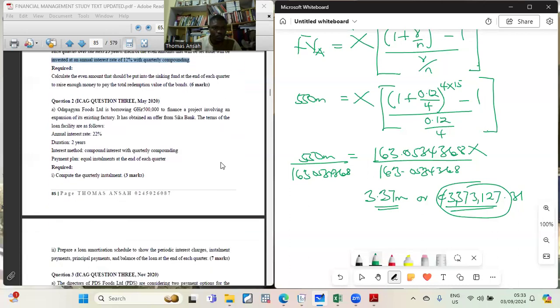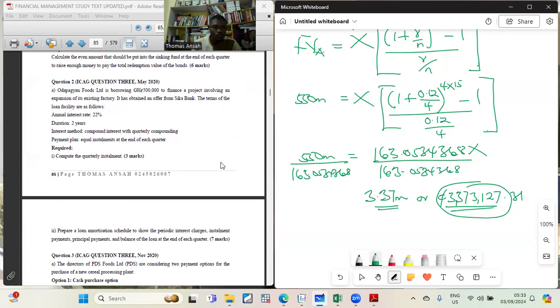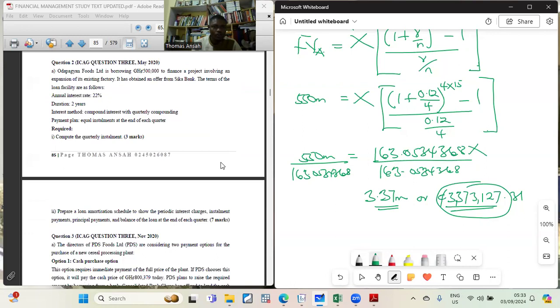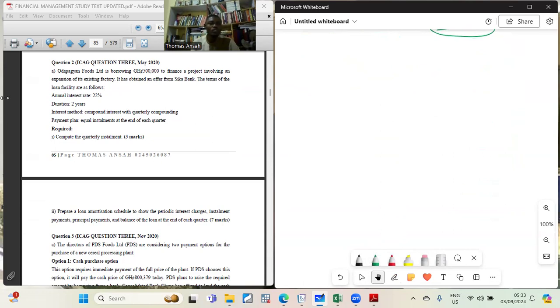All right. So let's go to question 2. Question 2. It is always a 10 marker thing, so take note of that. So in question 2, it says that Odapejan Foods is borrowing. What does it mean? Is borrowing. That is present tense. It's borrowing 500,000 to finance a project involving an expansion of its existing factory. It has obtained an offer from Sika Bank. The terms of the loan facility are as follows.